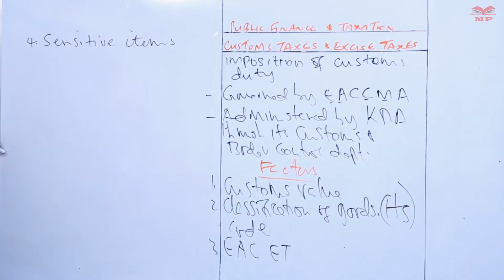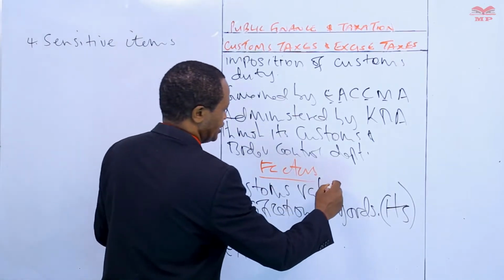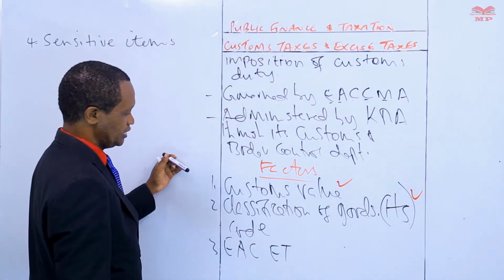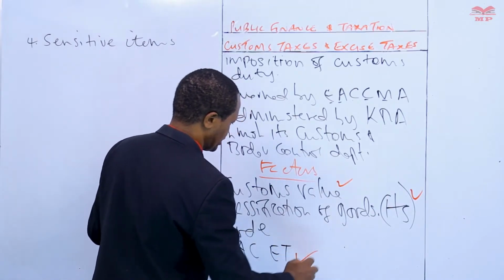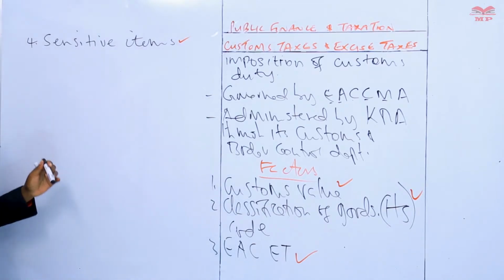Kenya has also been granted a stay in application of certain CET rates for specific products to protect local industries or even manage supply. So these are four factors that determine duty payable. Number 1 is customs value. Number 2, the Harmonized System code. Number 3, the East African Community external tariff. Number 4, sensitive items. These are key factors that will determine the amount of customs duty payable to the Kenya Revenue Authority.